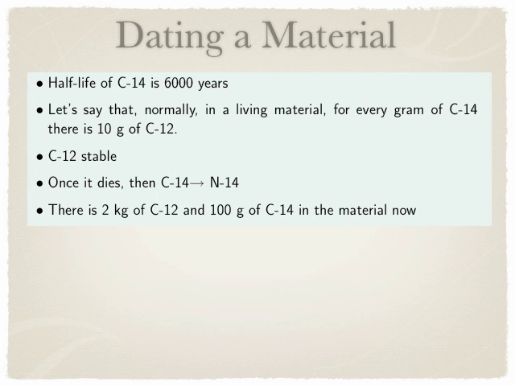Now, usually we don't know exactly what's there originally, but I add another thing. So let's say that normally in a living material, for every gram of carbon-14, there's 10 grams of carbon-12, and carbon-12 is stable. Once it dies, then the carbon-14 starts to decay, or rather, it doesn't get replaced. So when the plant or animal is living, the carbon-14 ratio is being maintained by exchange with the environment. Once it dies, that exchange doesn't happen, and so the carbon-14 keeps dropping down.